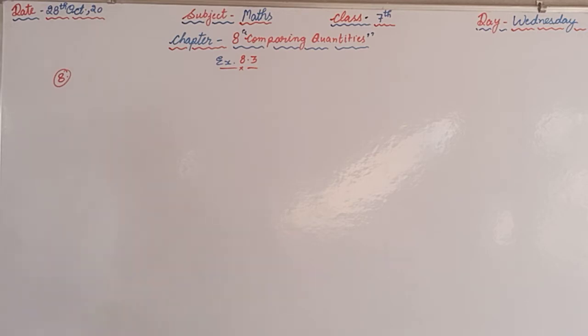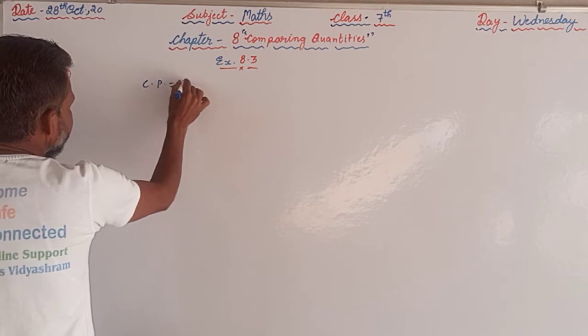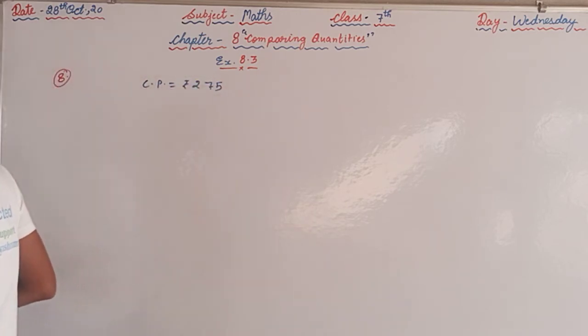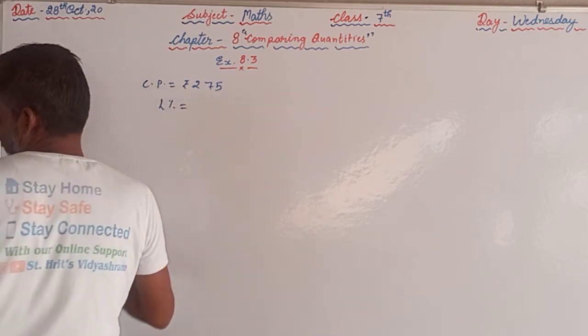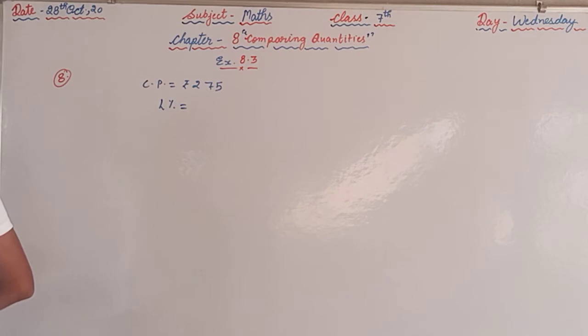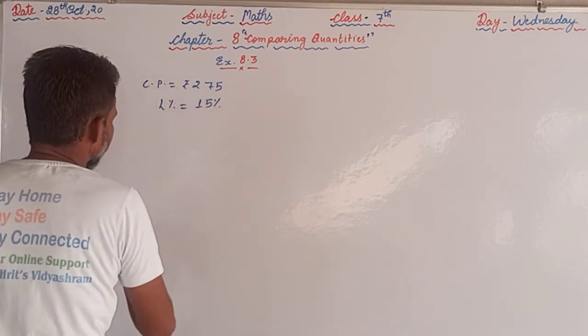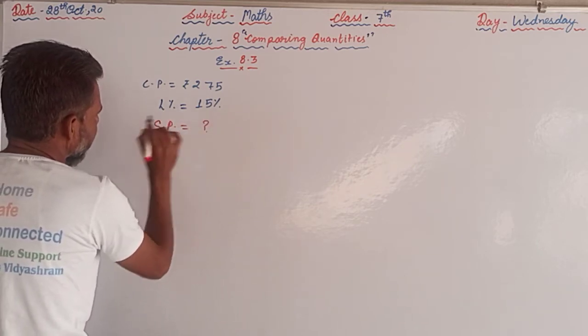Means the cost price is given here, CP is given, 275, and loss percentage is also given, that is 15%, and we are supposed to find the SP, means the selling price.